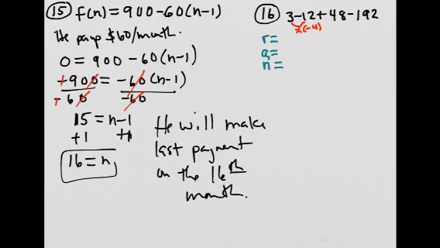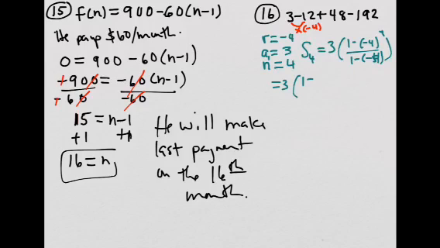Alright, so the common ratio here, from -12 over 3, you get -4. The first term is 3, and then we are adding 1, 2, 3, 4 terms together. So it's going to be the sum of 4 equals the first number times 1 minus the ratio to the 4th power, all over 1 minus the ratio. So here I'm going to put 3, 1 minus, and -4 to the 4th power is going to be 256. And then 1 minus the -4 is actually 5.